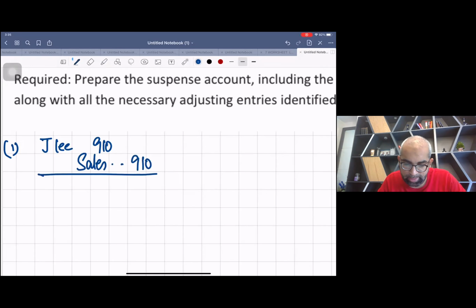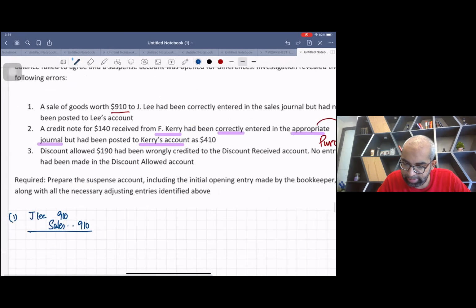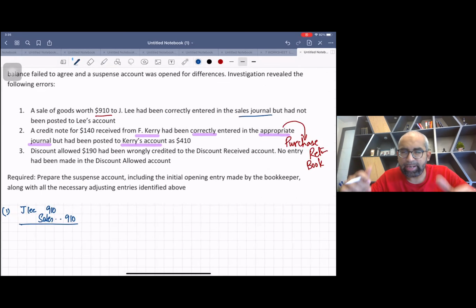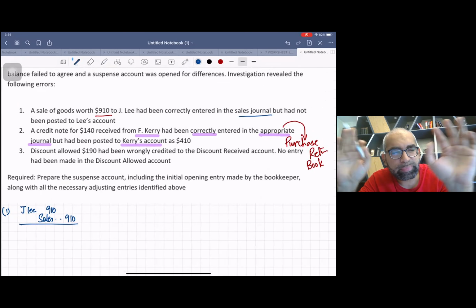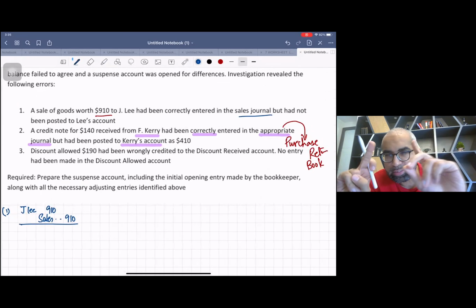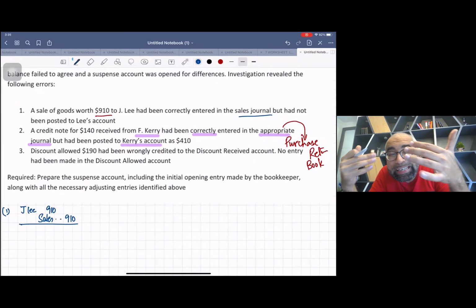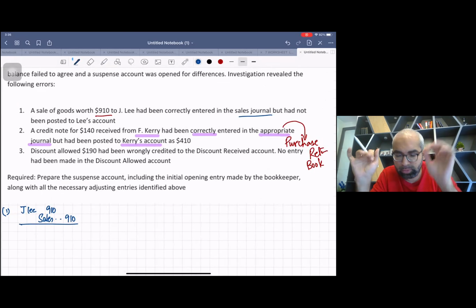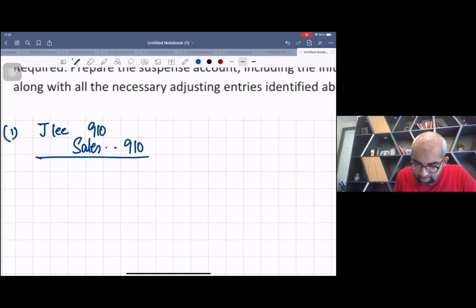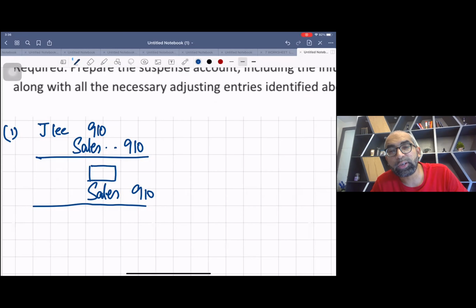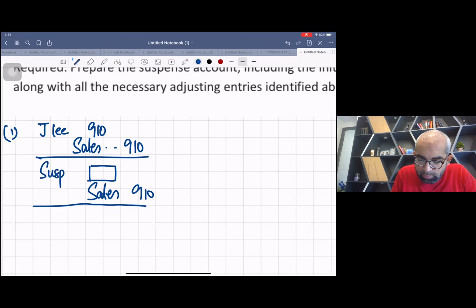Okay, but what you did: it had been correctly entered in the sales journal, which means the sales day book, so the sales account is perfect, no error in the sales. But it had not been posted to the debtor's account. We forgot to post it in the debtors account. So we just booked the sales, but we forgot to write anything on the debit side. So now see the entry, it's unbalanced, both sides are not the same. So definitely the suspense account will come here. Okay, now what is the third entry? The third entry should be JD debit.